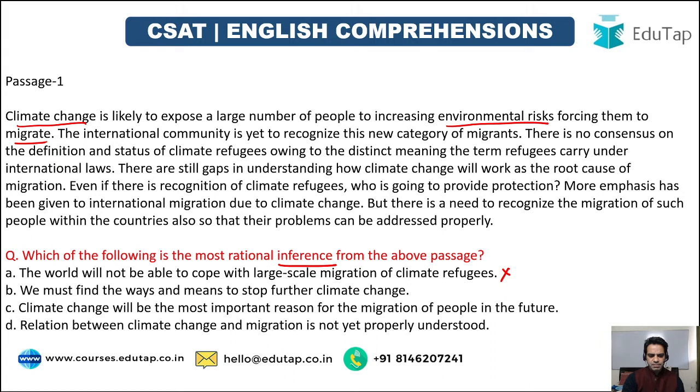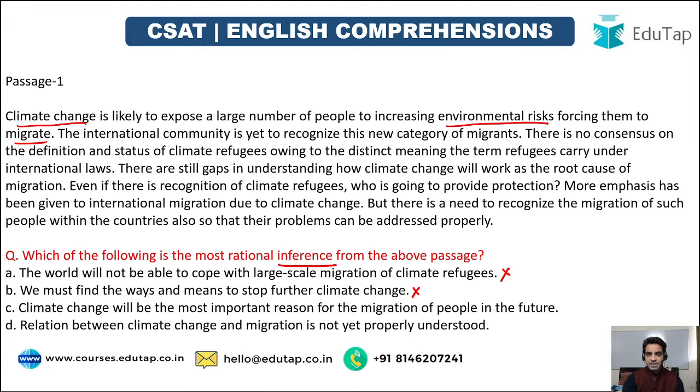Second is we must find the ways and means to stop further climate change. Somebody has said that we should stop migration due to climate change. So that is also absolutely wrong. Third is climate change will be the most important reason for the migration of people. Fourth, the relation between climate change and migration is not yet properly understood.